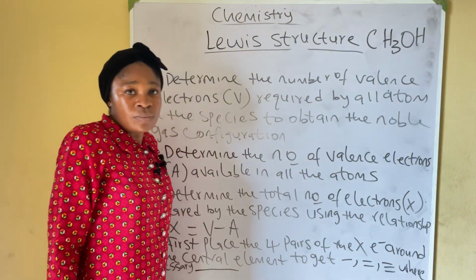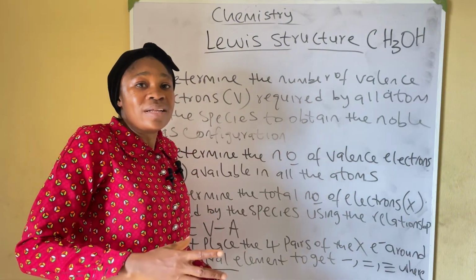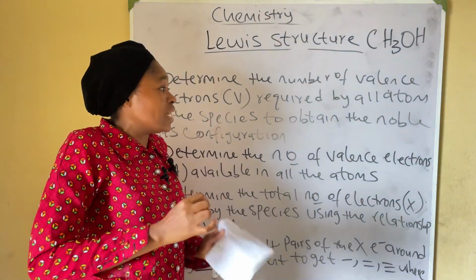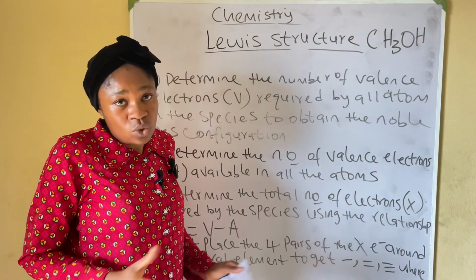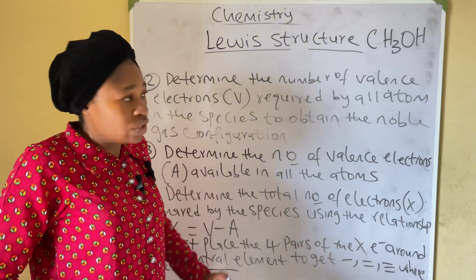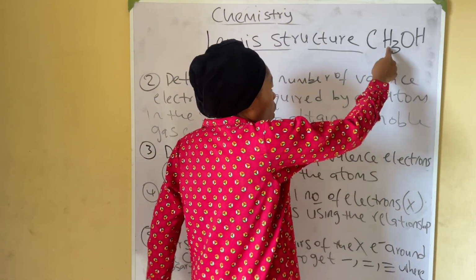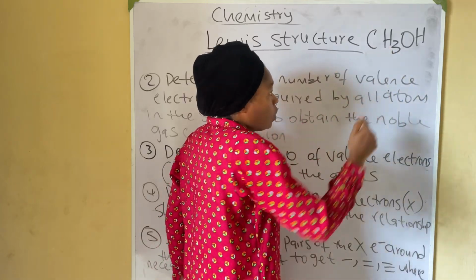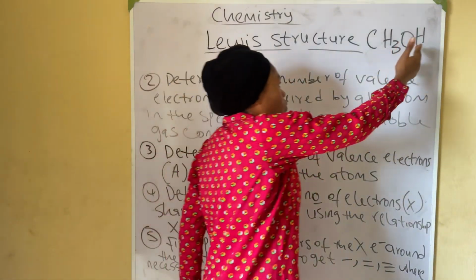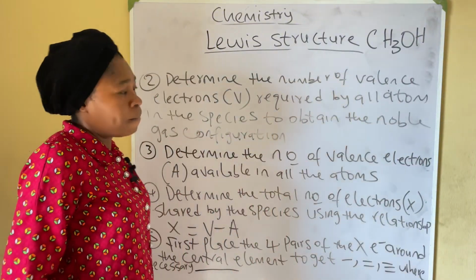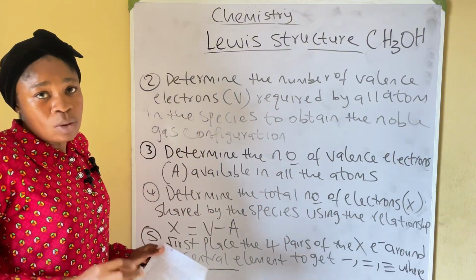What of hydrogen? For hydrogen to attain noble gas configuration, the total number of electrons has to be 2. That's the duplet configuration. So carbon is 8, hydrogen will be 2, oxygen 8, and this other hydrogen 2. So that is V, the valence electrons that each atom needs to attain noble gas configuration.